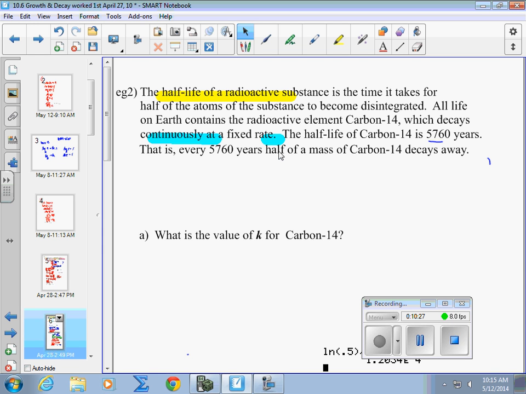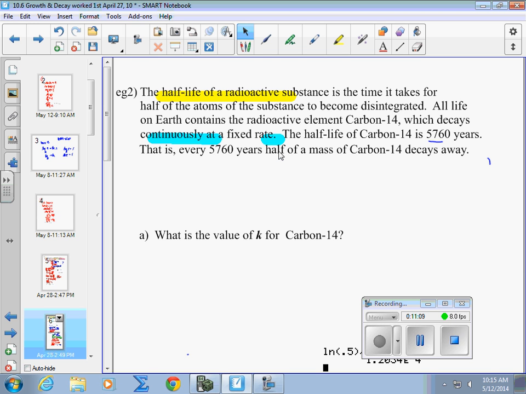So the constant K for carbon-14 remains the same always. So this problem asks you to find that information. It says the half-life of a radioactive substance is the time it takes for half of the atoms of the substance to disintegrate. All life on Earth contains the radioactive element carbon-14, which decays continuously at a fixed rate. The half-life of carbon-14 is 5,760 years. That is, every 5,760 years, half of the mass of carbon decays away.